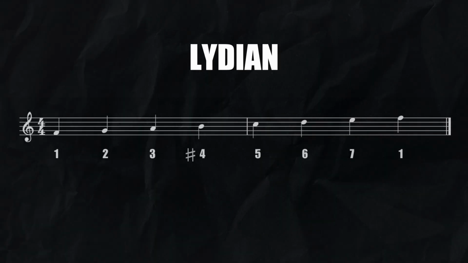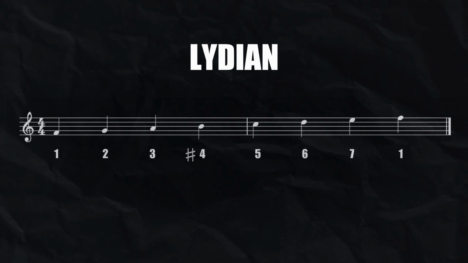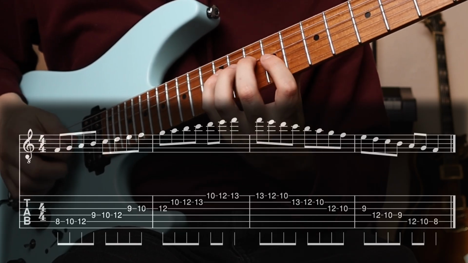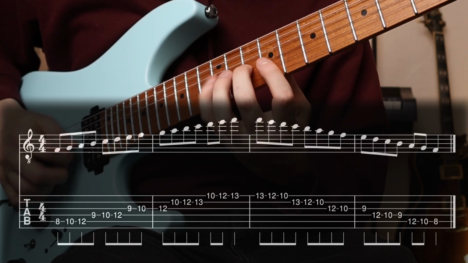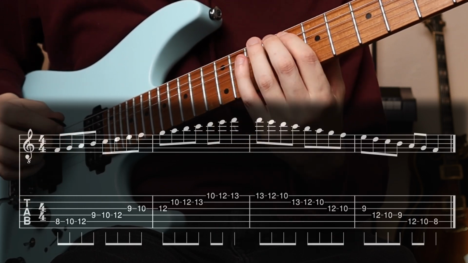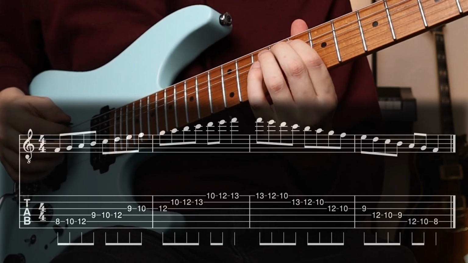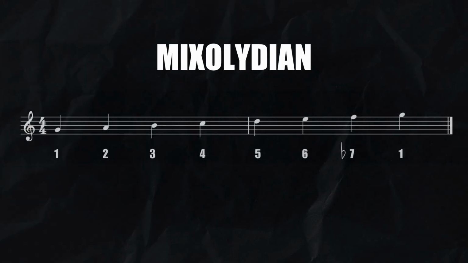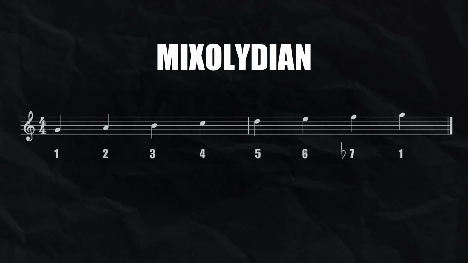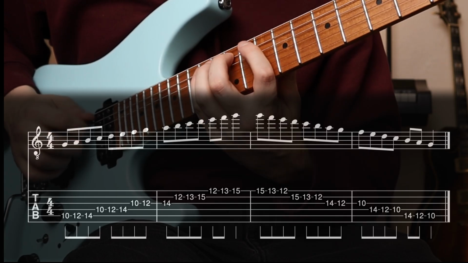Lydian starts on the fourth note of the scale, goes up an octave. We get 1, 2, 3, sharp 4, 5, 6, 7. Next, if we start on the fifth note, we get Mixolydian. 1, 2, 3, 4, 5, 6, flat 7.